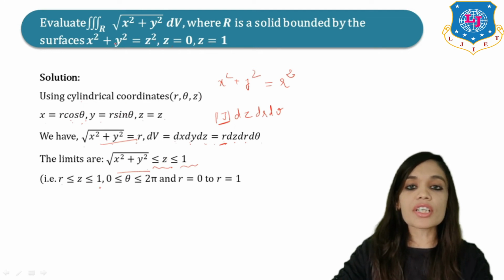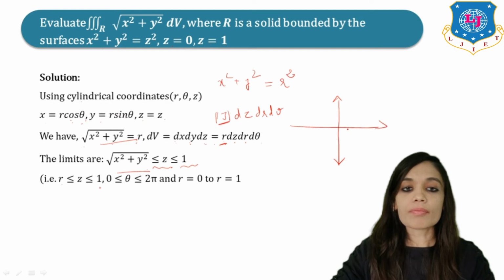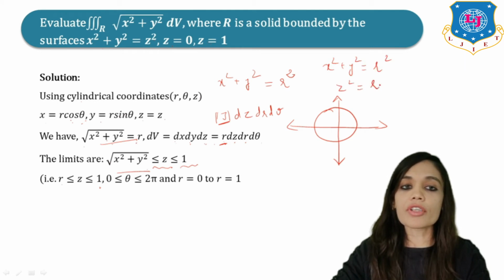Now our region is bounded by the cylinder and these two planes. So it will be a circle, right, of radius r, that is x square plus y square is equal to r square. Therefore z square is equal to r square, right? Therefore we can say z is equal to r, right?